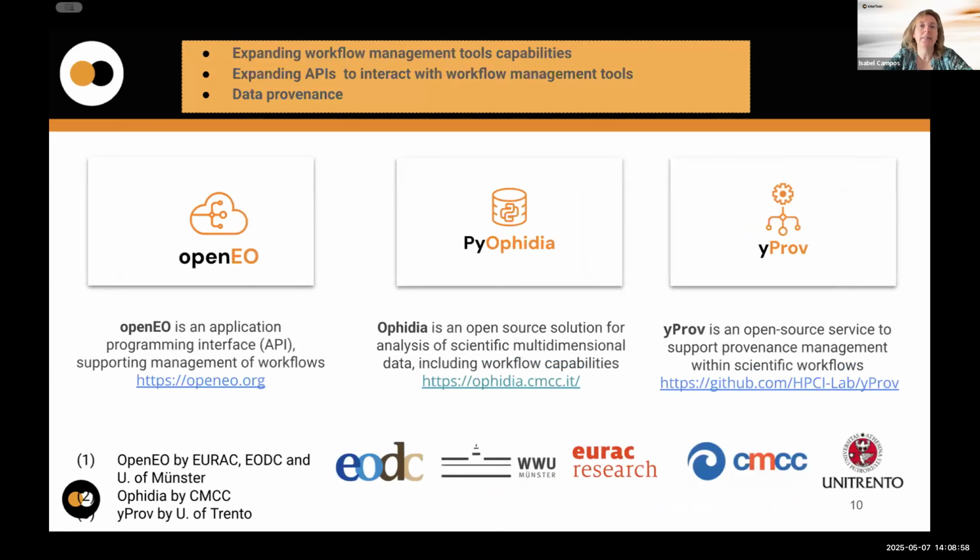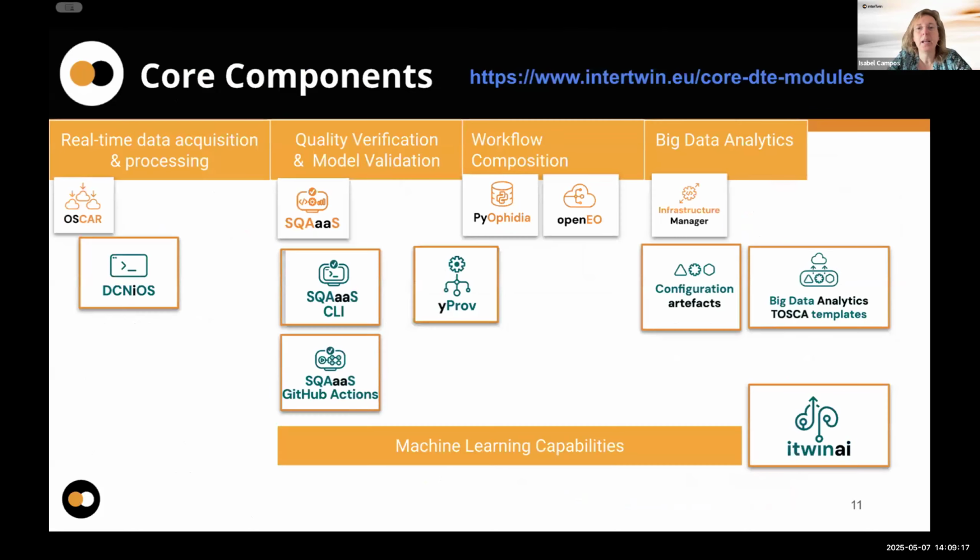So the other set of components is more related to the workflow support: openEO, which is an application programming interface to support and manage this; Ophidia, which is also an open source solution, mainly developed in the context of the climate community; and itwinprov, which is an open source service to support provenance. Out of all these components, the ones that are colored in blue are actually an outcome of the project. Some of them have been extended significantly, and in other cases there are different products that have arisen from the previous ones.